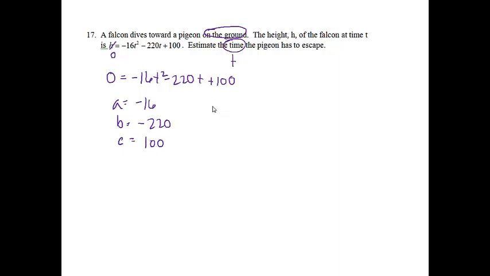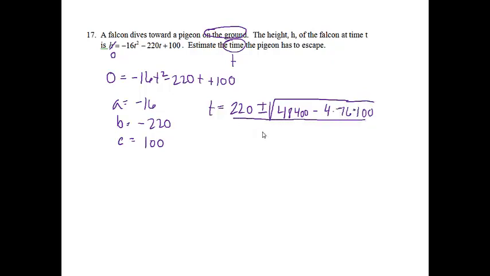So if I solve this, instead of x equals, we'll have t equals opposite B, so the opposite of negative 220 will be positive 220, plus or minus the square root of B squared, which is negative 220 squared, which is going to be 48,400, minus 4 times A times C, don't forget the negatives when they're in there, all over 2a. 2 times negative 16 is negative 32. Then we'll let our calculator go to work on this one.